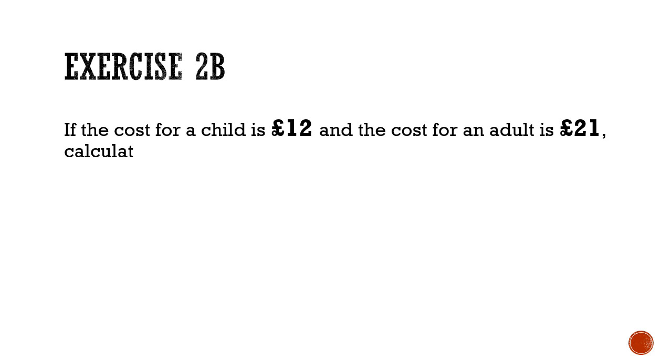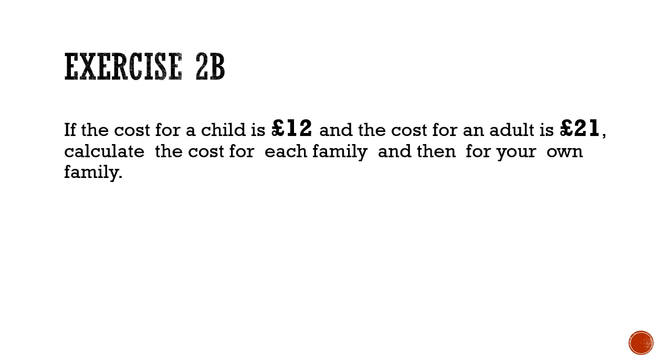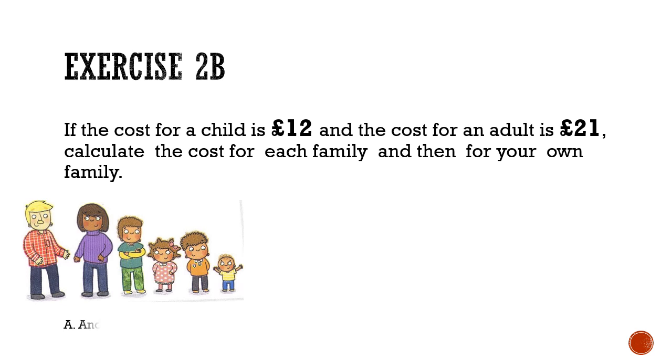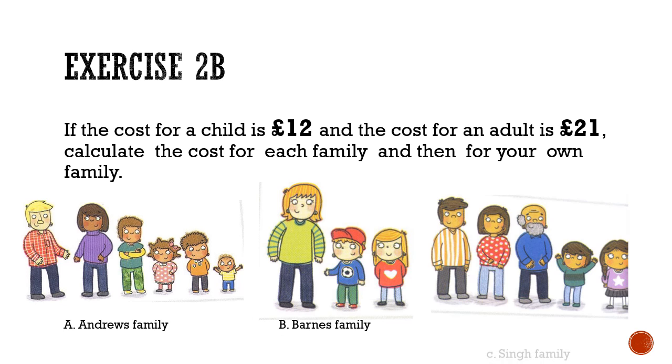Okay, exercise 2B. If the cost for a child is 12 pounds and the cost for an adult is 21 pounds, calculate the cost for each family and then for your own family. So you need to create your own family picture and compute the cost of the admission for a theme park. For the same families, we have the Andrews, the Barnes, and the Singh. You need to pause and continue to know the answer.